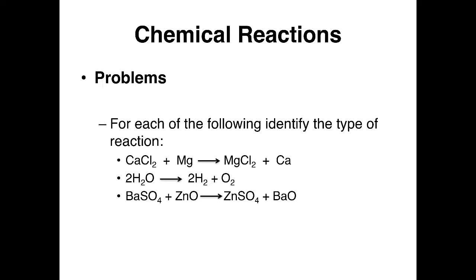And here we have barium sulfate plus zinc oxide forms barium oxide plus zinc sulfate. And now we have the square dance again, where there's a switching of partners. So this is a double replacement reaction. And here we have Fe, iron, plus oxygen forms iron 3 oxide. This is a composition reaction forming iron 3 oxide from its elements, iron and oxygen.